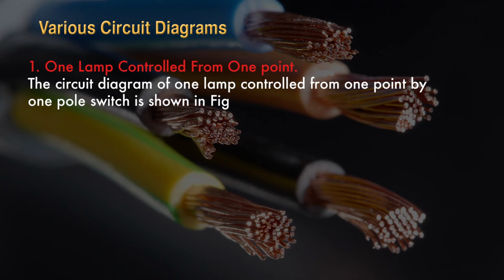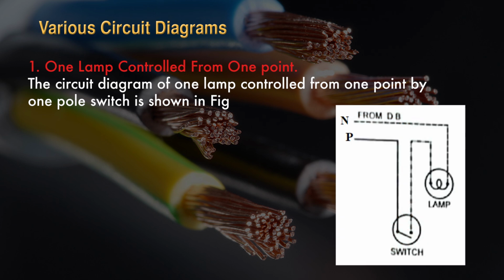Now we are going to discuss various circuit diagrams. Under various circuit diagrams, the first that we are going to discuss is one lamp controlled from one point. That means you have to switch on or switch off one lamp only with the help of a switch. Here you can see that one lamp is taken. There are two terminals in the lamp, and here you can see there is a switch.